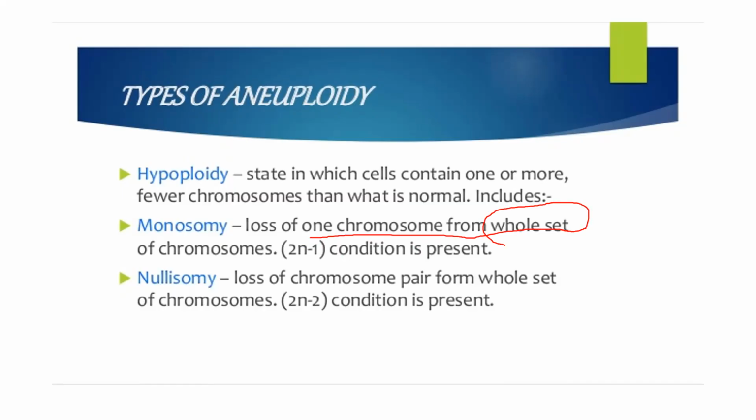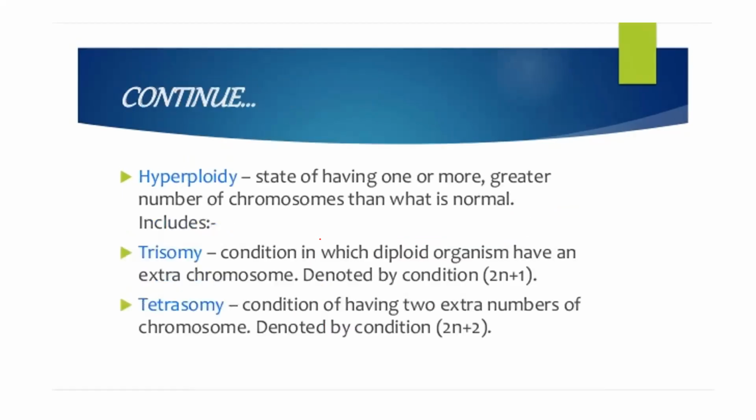But if there is a loss of a chromosome pair, not one chromosome, loss of a chromosome pair from the whole set, that is known as nullisomy. Nullisomy means the 2n minus 2 condition, meaning two chromosomes are lost but they are a pair. If one chromosome is lost but it is not a pair, it is loss of one chromosome from the whole set, that is monosomy. And the 2n minus 2 condition is nullisomy. Is it clear?